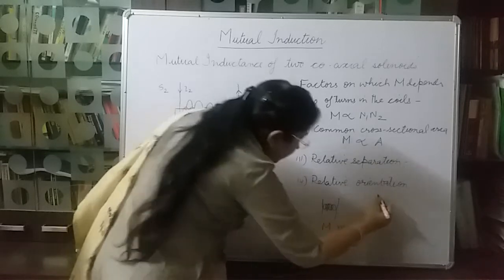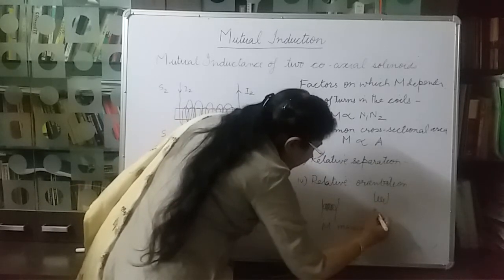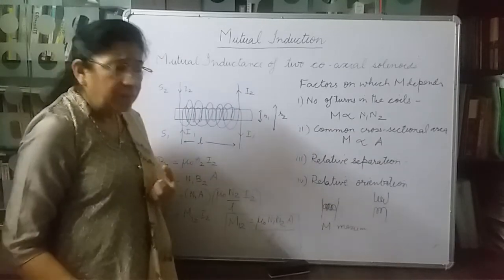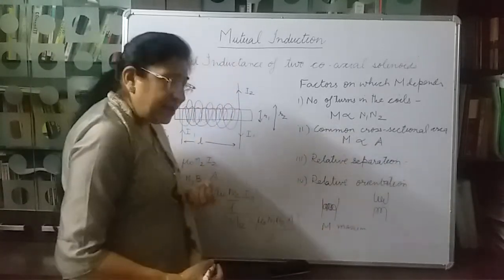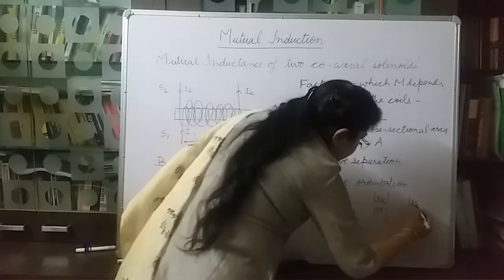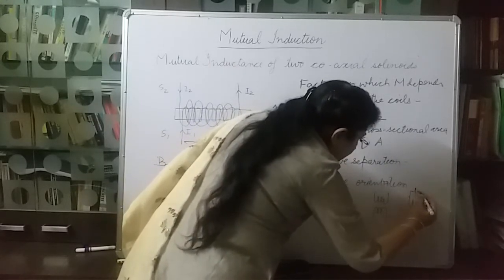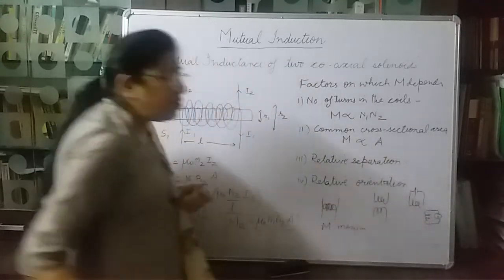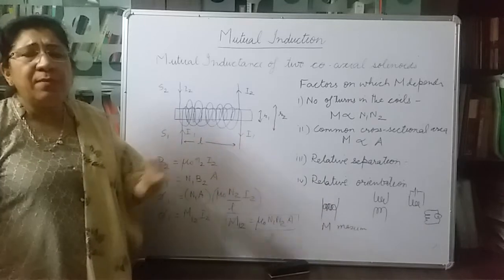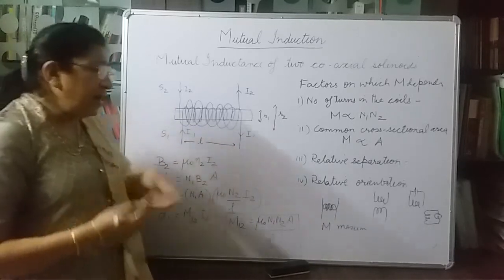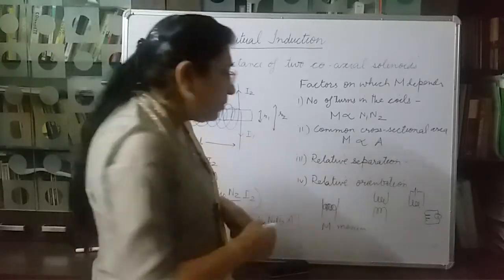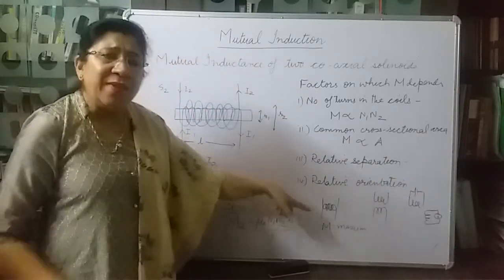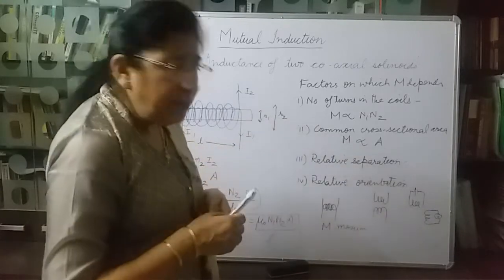Say we have such an orientation. They are near each other, then M will be slightly lesser. And say we have such an arrangement in which we have taken the orientation as perpendicular. In this, M will become least. So M is not only depending on relative separation, it is also depending on the relative orientation. The best orientation is when they are wound over the same core.